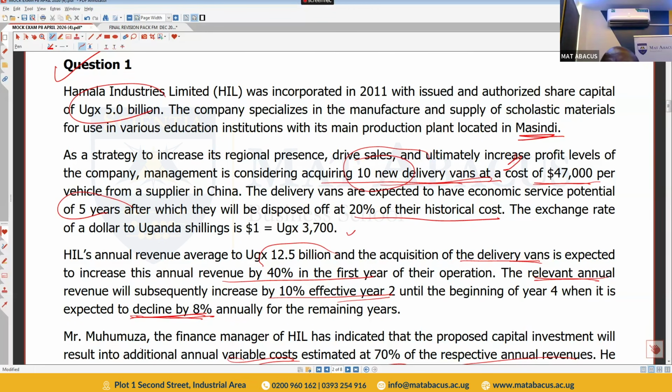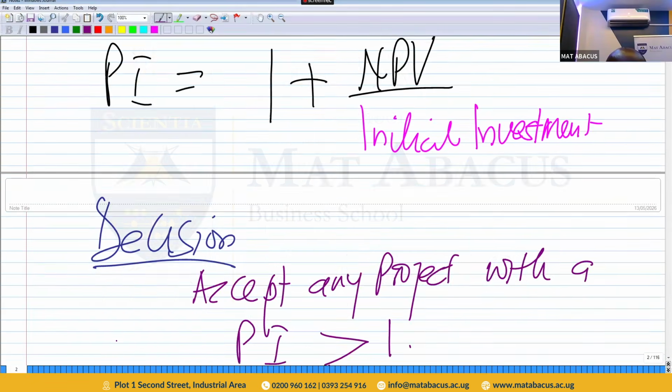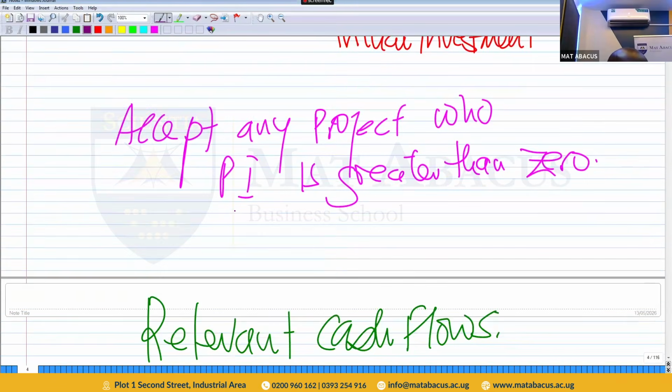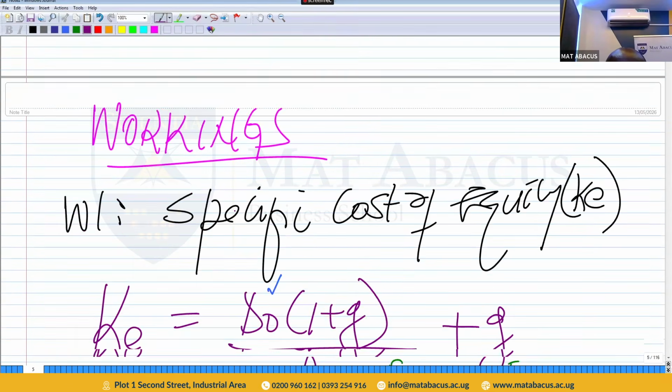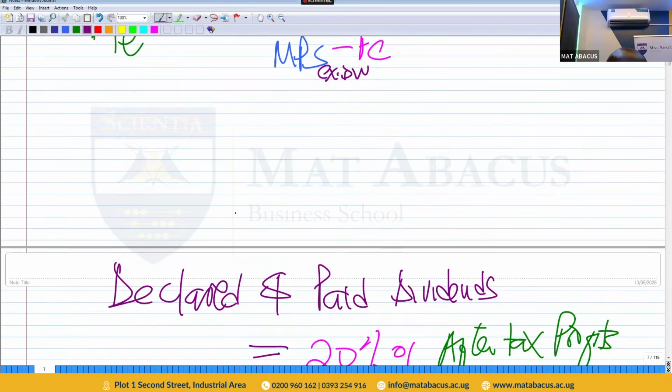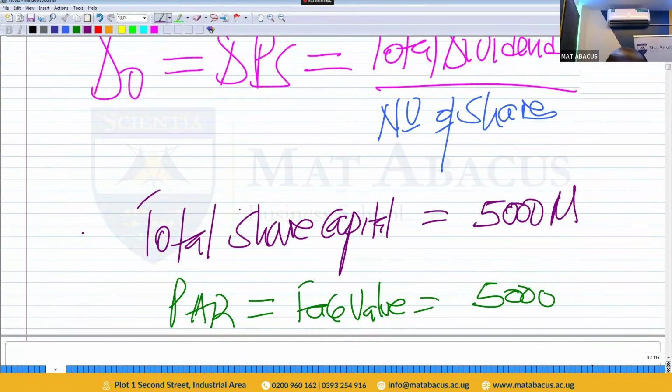As a strategy to increase its regional presence, drive sales, and ultimately increase profit levels of the company, management is considering acquiring 10 new delivery vans at $47,000. And therefore, that is a working for that part. We are looking at evaluation of the project using a profitability index.